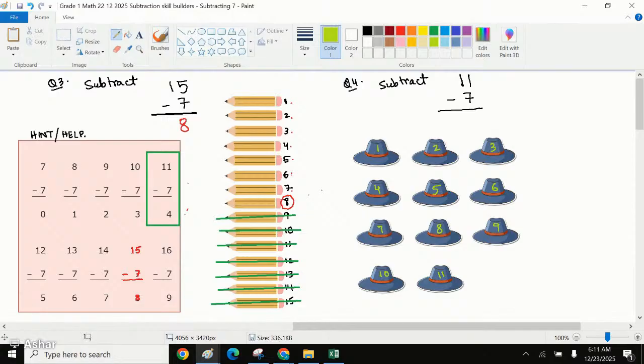How many caps can we remove? We need to remove 7. So we start from the biggest number. We remove 1. We remove 2, 3, 4, 5, 6, and 7. So how many caps are we left with? Can anyone answer?